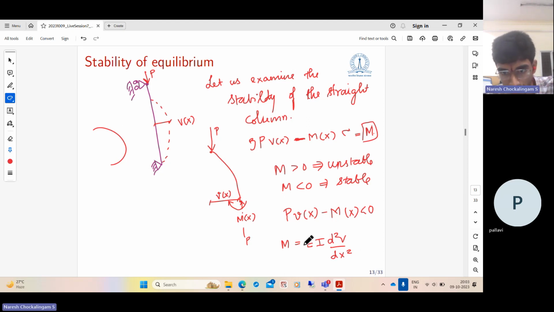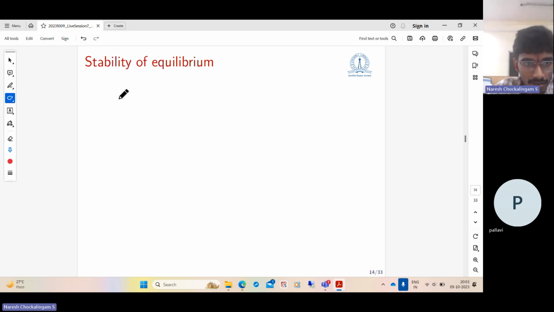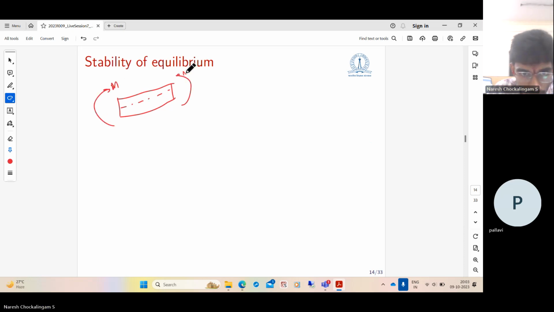Is this okay? If not, let me write it down. So you have a beam like this. It has rotated like this. V of x is increasing in this direction. This is M. So M is equal to, you can take the stresses in the cross section. You'll get M by I is equal to epsilon by r, and where 1 by r is, so you get sigma by E.